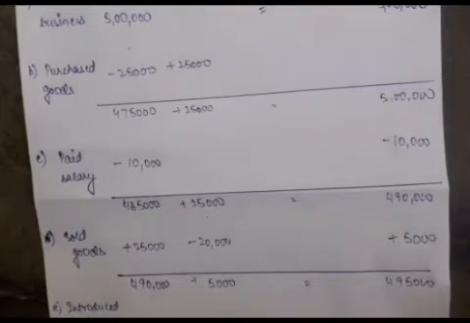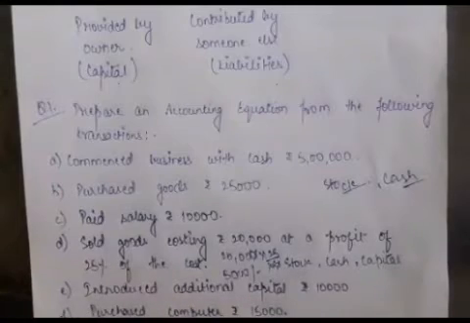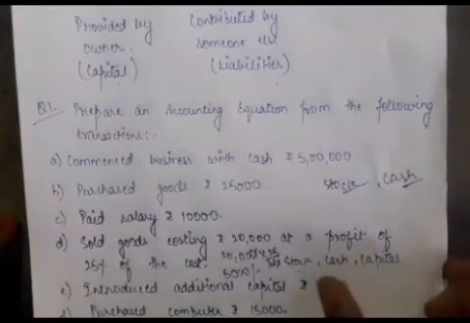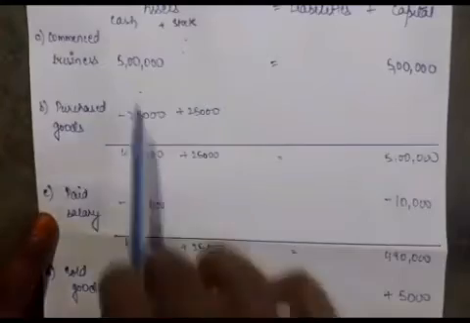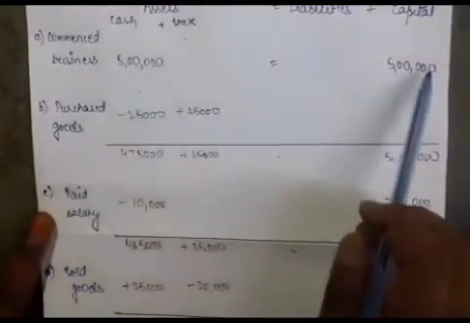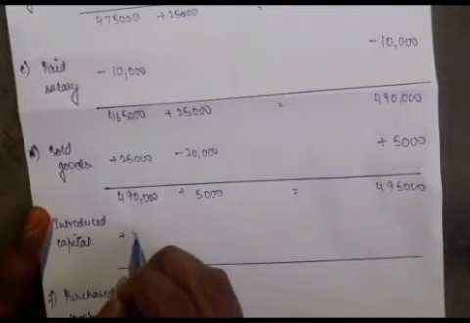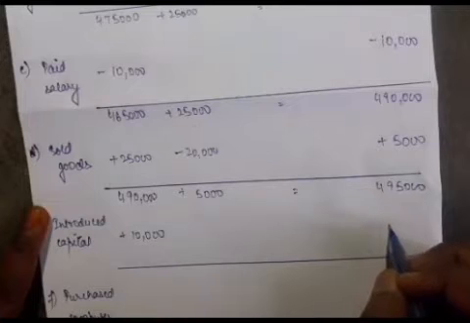Okay, now the next transaction that we have is introduce additional capital of rupees 10,000. Additional capital, the investor, the owner is investing rupees 10,000 more. So here also two accounts will be involved. The first one, cash and capital. So what we will do here, in the cash column we will write 10,000, and in the capital column also we will add 10,000. So here we would be adding 10,000, and here also we would be adding 10,000.